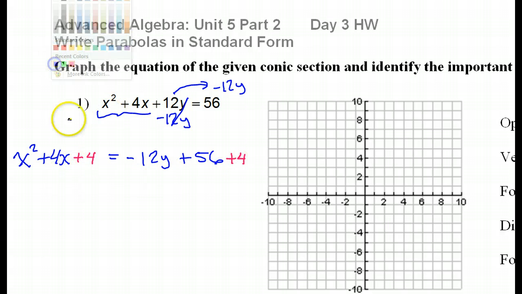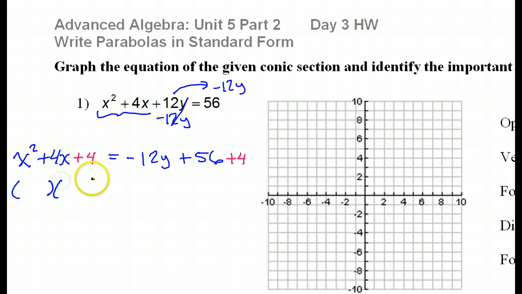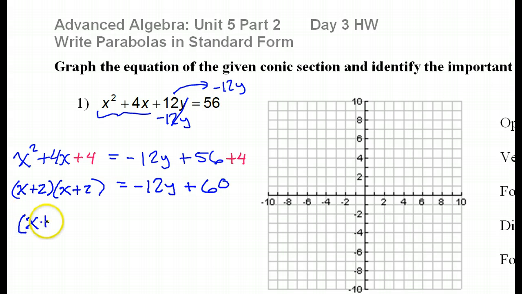Now, the point of completing the square, this is where the parentheses come in. This should always factor as the same thing twice. In this case, x plus 2 times x plus 2. Alright, meanwhile over here I have negative 12y plus 60, combining these like terms. Alright, now that means I could write this as x plus 2 quantity squared equals.